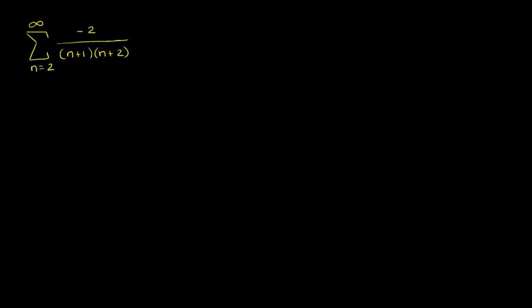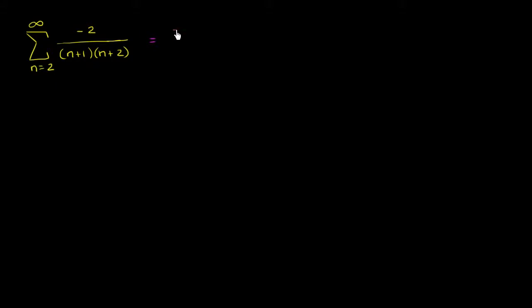So what we're going to attempt to do is evaluate this sum right over here. Evaluate what this series is. Negative 2 over n plus 1 times n plus 2, starting at n equals 2, all the way to infinity. And if we wanted to see what this looks like, when it starts at n equals 2.